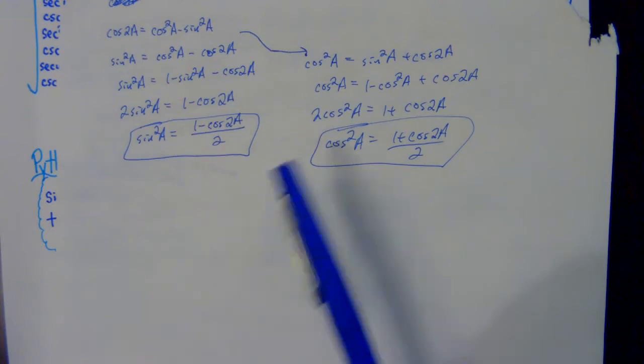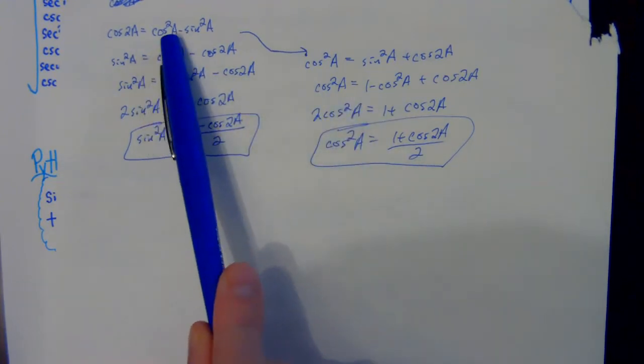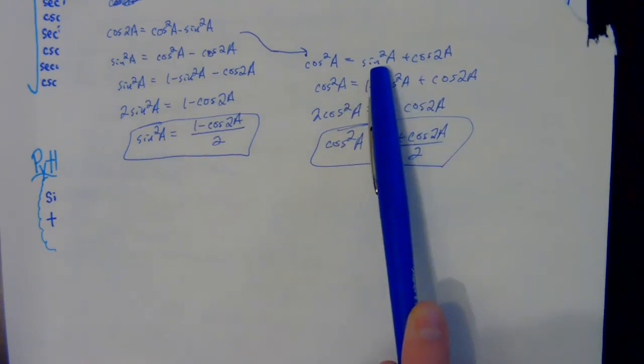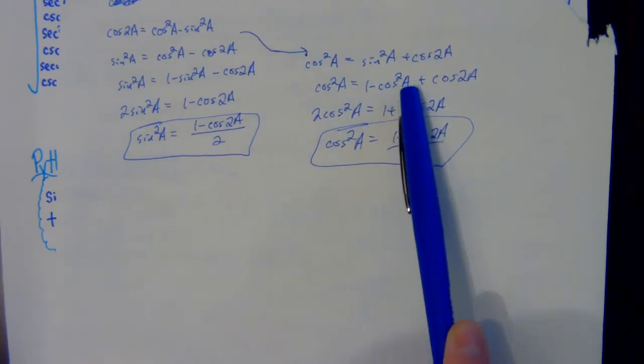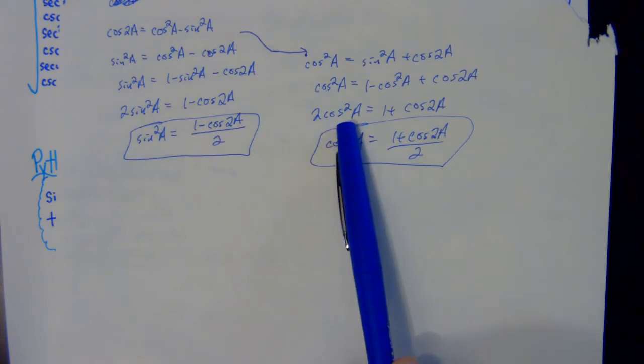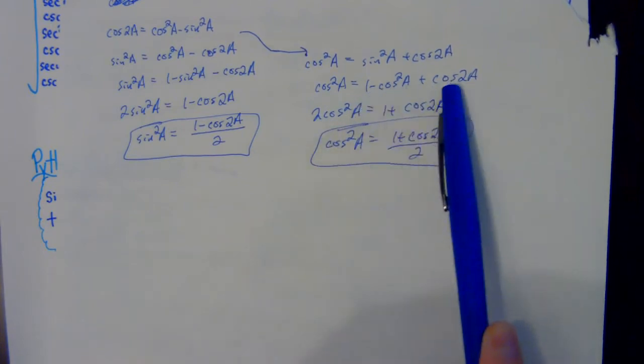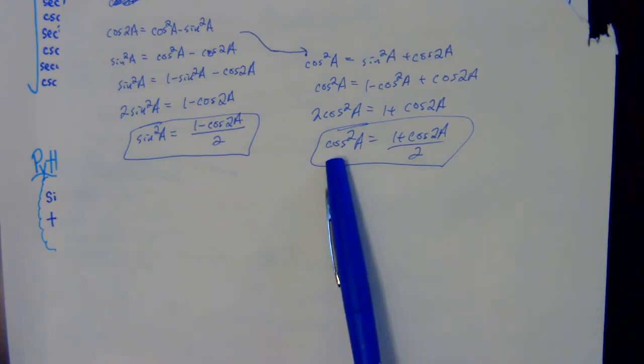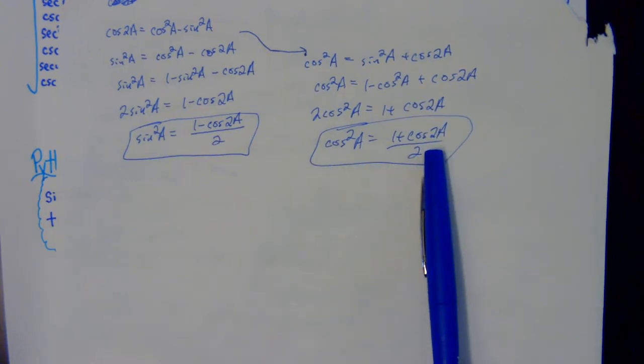You can fast forward if you don't care about this stuff. But if you solve this for cosine squared, I just added the sine squared to both sides. And then the sine squared was 1 minus cosine squared. And I added that cosine squared to that side to make the 2 cosine squared. Then what I was left with was 1 plus cosine of 2a, divide both sides by 2. And now I have what cosine squared a is equal to, right?